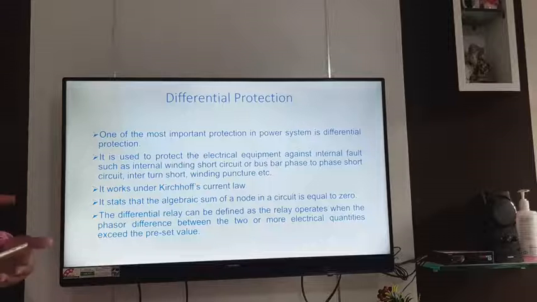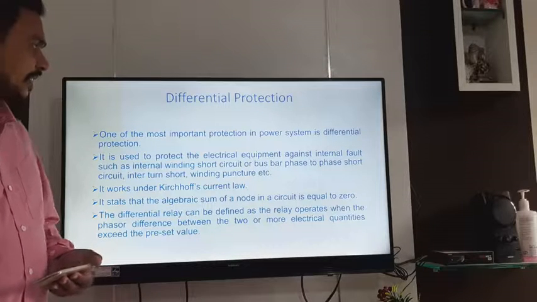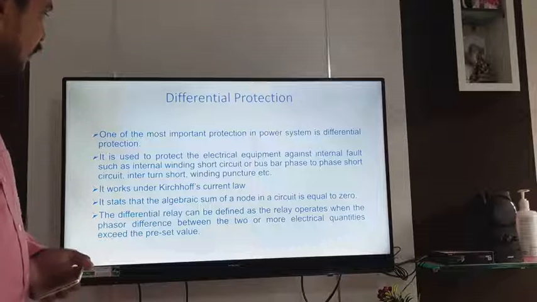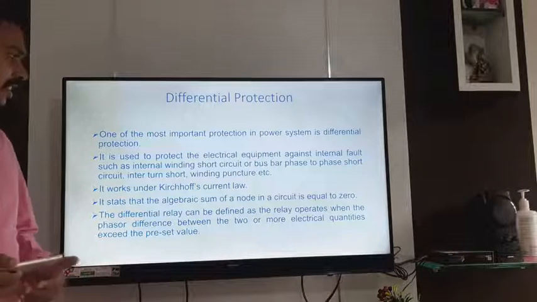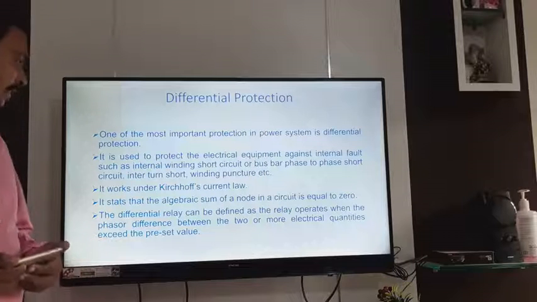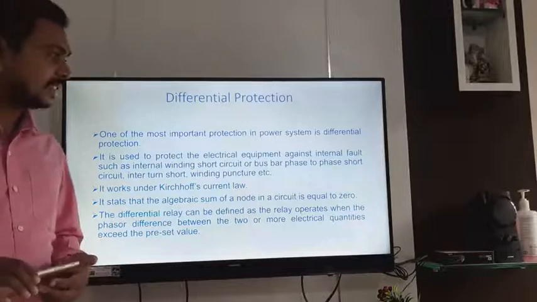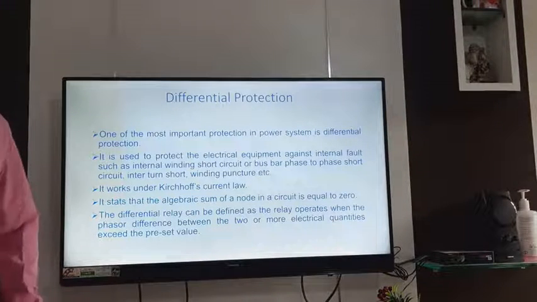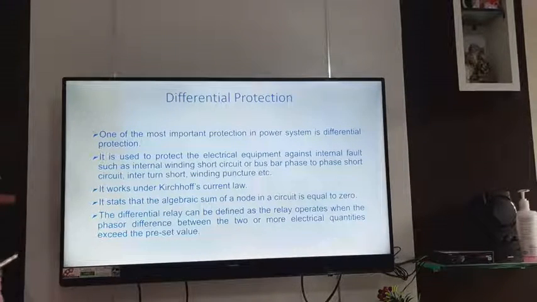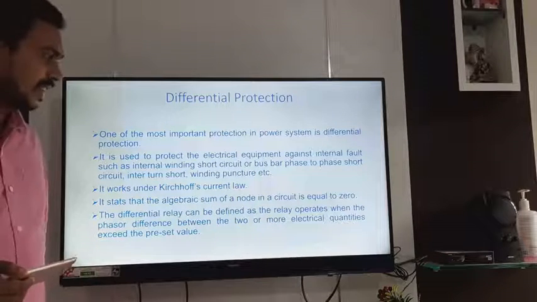So this differential protection is applicable to various protections like internal short circuit protection, winding puncture protection, bus bar phase to phase protection and internal winding short circuit protection. It works under Kirchhoff's current law, which states that the algebraic sum of currents at a node in a circuit is equal to 0. The basic principle is that the algebraic sum of current at a node is 0, that is, incoming current is equal to outgoing current.